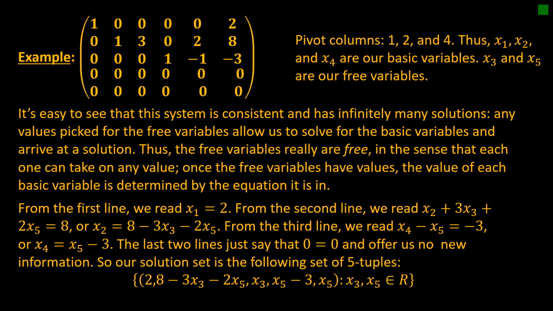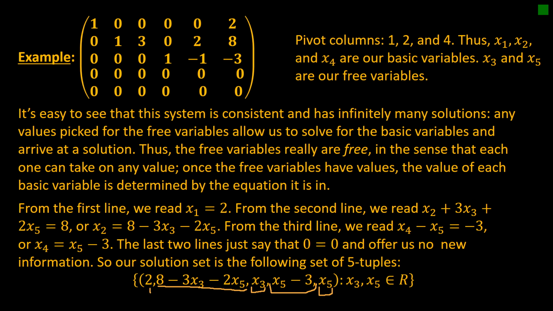So look, we can write the solution set as a set of ordered, not ordered pairs, ordered 5 tuples. The very first one, x1, has to be 2. The next one, x2, is written in terms of the free variables, 8 minus 3x3 minus 2x5. And then x3 is just called x3 because it's free. x4 is what we solved it to be, x5 minus 3, and then x5 is just what is chosen to be.